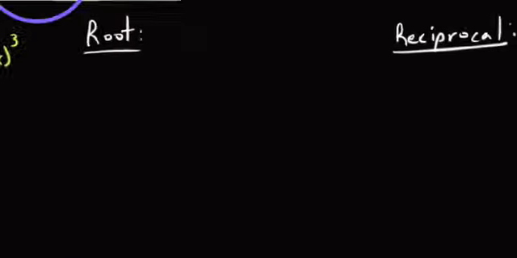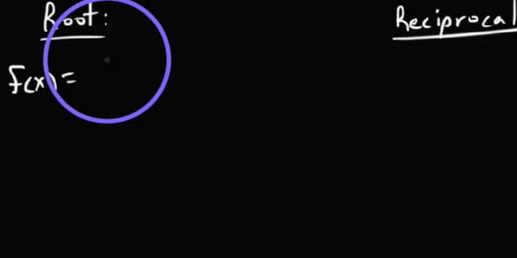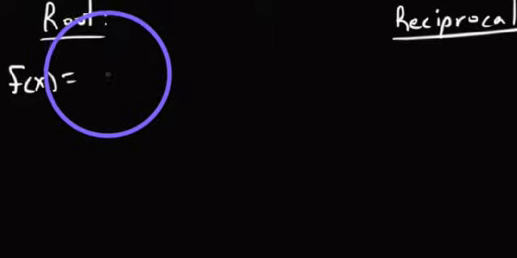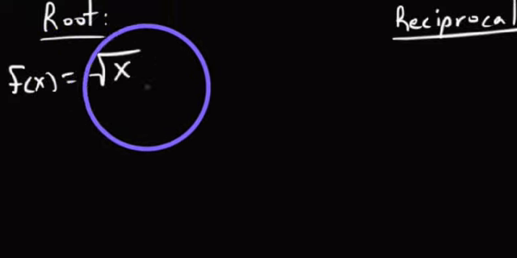Okay, so let's go ahead and move on. We're going to move over here to the root function. We'll color this in white. So the root function, we could call it the square root function. That's totally fine because we do mean particularly the square root, not cube root or fourth root, which change things up a little bit. But f of x equals the square root of x.